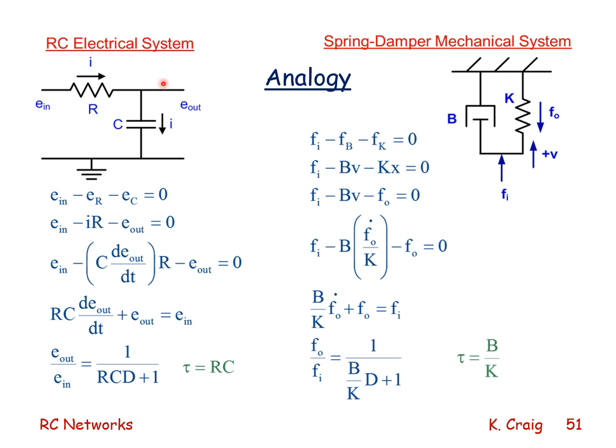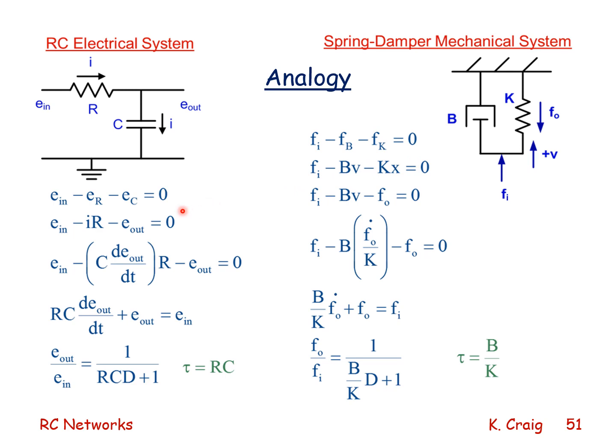So if I assume there's no output current from my RC circuit, the current through the resistor and capacitor are the same. Therefore, the velocity of the damper and the spring must be the same. So the end motion of the spring and the damper must be the same. They must have the same velocity. This is my voltage input. This is my force input. What I measure is the voltage across the capacitor. What I measure in the mechanical system is the force of the spring.